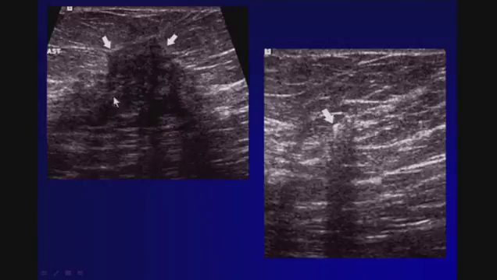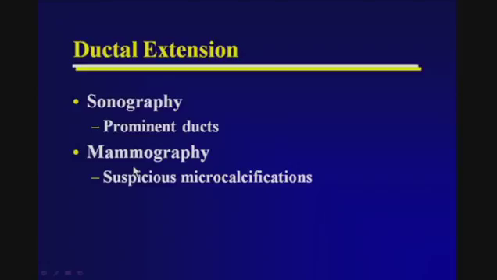Then we gave preoperative chemotherapy. Notice how the main tumor shrinks down. There still is marked shadowing, and the satellite lesion has decreased in size significantly. Here's the clip marker with a comet tail artifact right here. This is showing the clip marker, and this is showing the main mass, both decreased in size in a patient undergoing neoadjuvant chemotherapy.